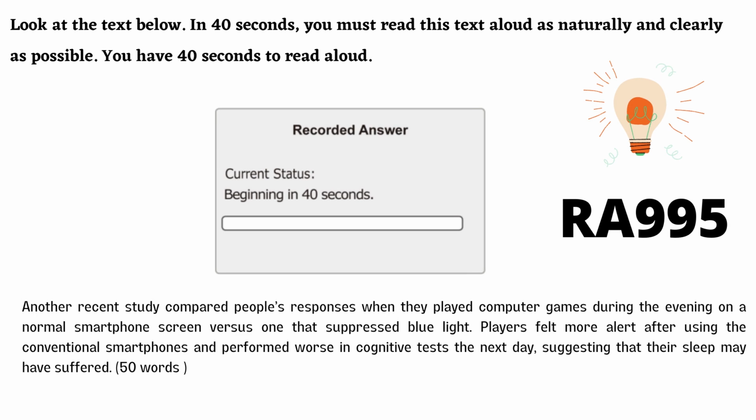Another recent study compared people's responses when they played computer games during the evening on a normal smartphone screen versus one that suppressed blue light. Players felt more alert after using the conventional smartphones and performed worse in cognitive tests the next day, suggesting that their sleep may have suffered.